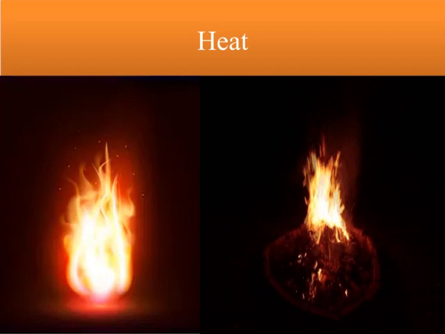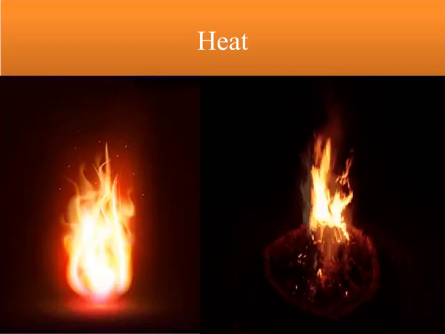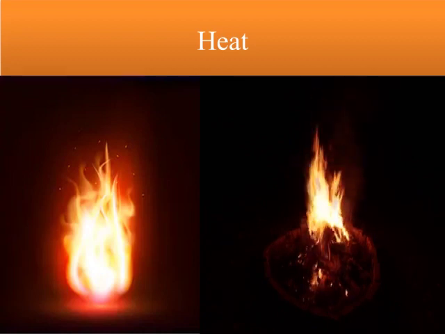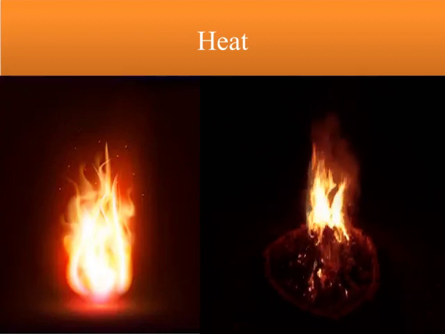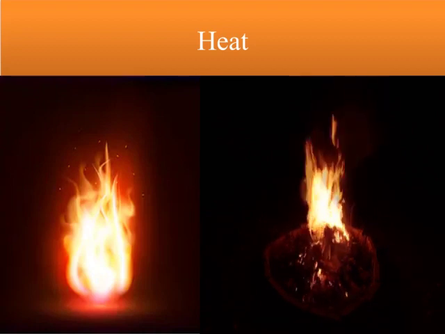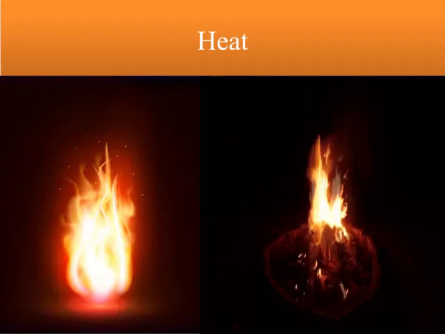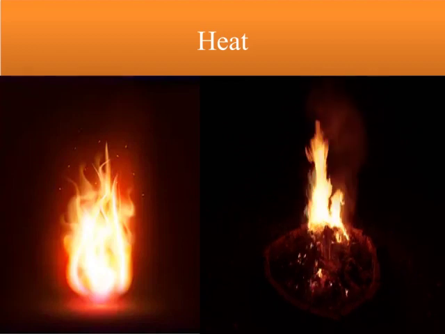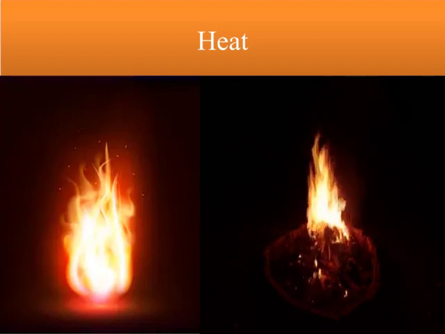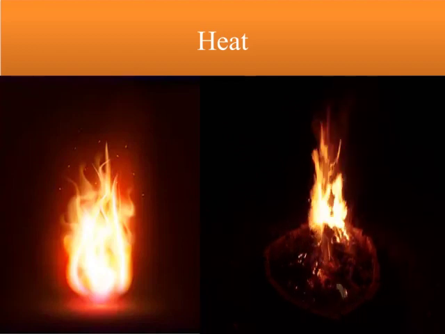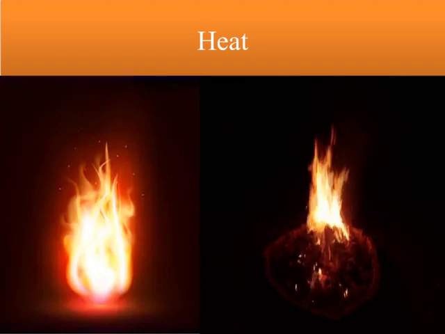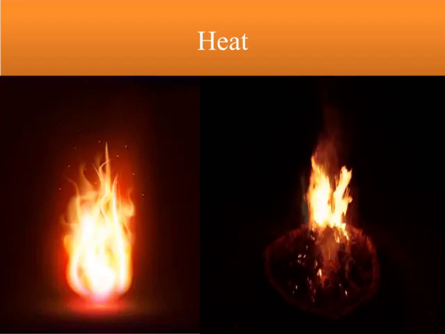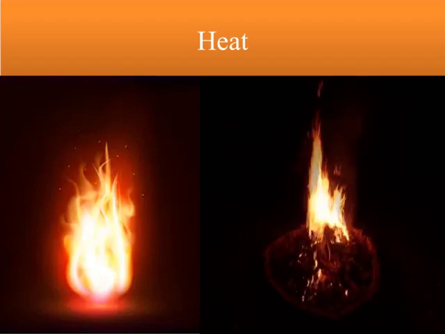When a hot object and a cold object come in contact with each other, a type of energy flows from the hotter object to the colder one, and this is called heat energy. An object becomes warm when heat energy flows into it, and it becomes cold when heat energy flows out of it. So let us begin with a small experiment.